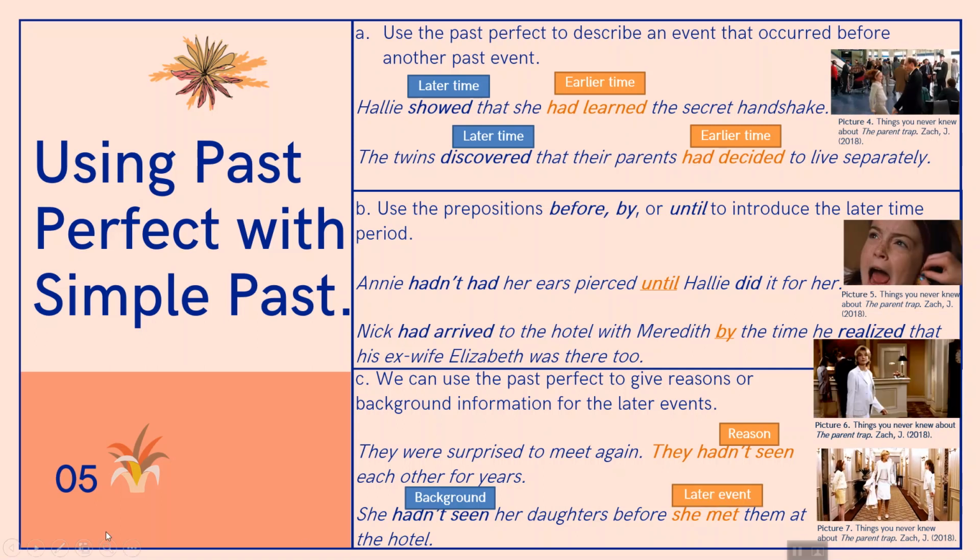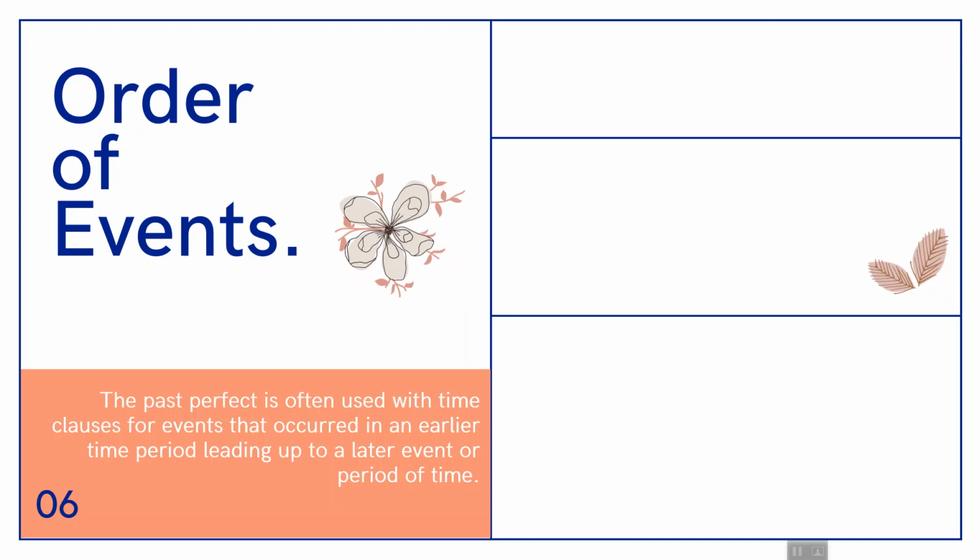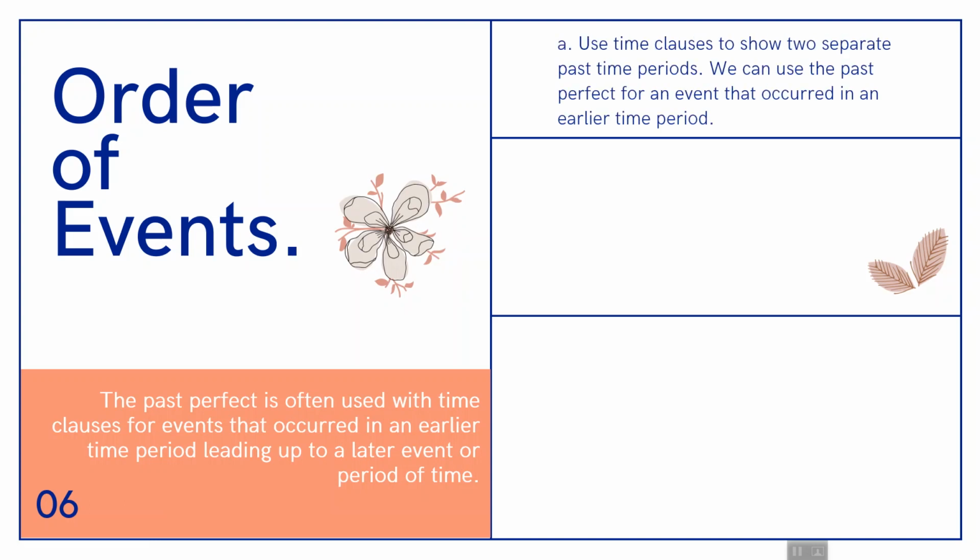Okay, now let's move on to the following. In order to talk about the order of events, it's very important to know some expressions, okay? We're going to see some examples in a moment. Let's remember that the past perfect is often used with time clauses for events that occur in an earlier time period, that take us to a later event. For example, we can use time clauses to show two separate past time periods.